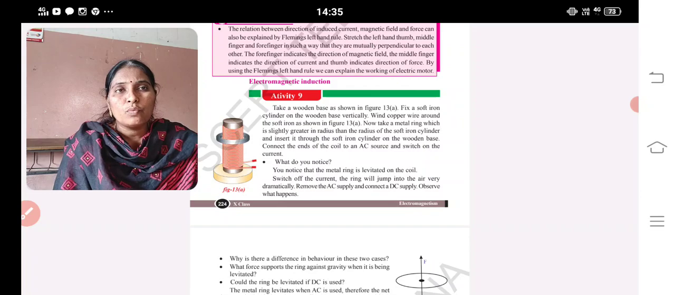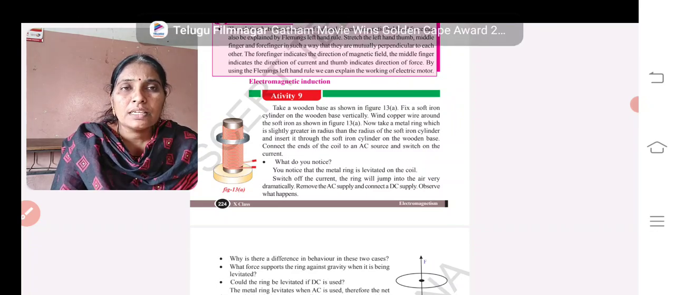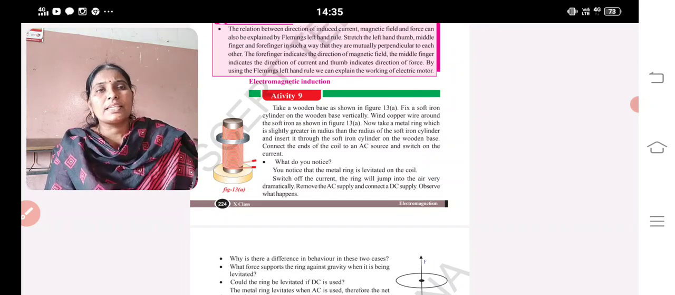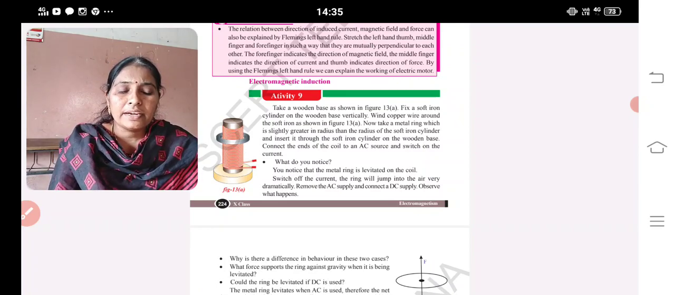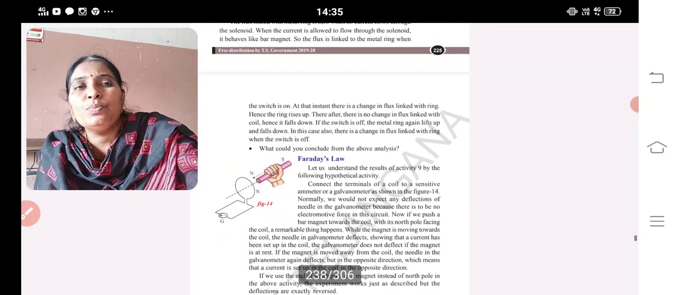He took a wooden base, fixed a soft cylindrical iron cylinder on it, and wound a copper wire, with the two ends of the copper wire connected to the battery. Just insert a metal ring whose diameter is larger. As soon as you make the connection and pass the current, the metal ring levitates. This shows that around the electric field it produces a magnetic field also. Magnetic field and electric field, how they travel. This is the principle used in Lenz's law.